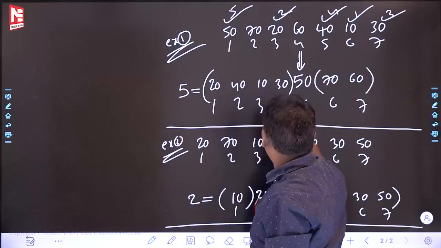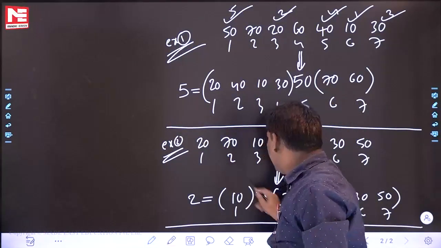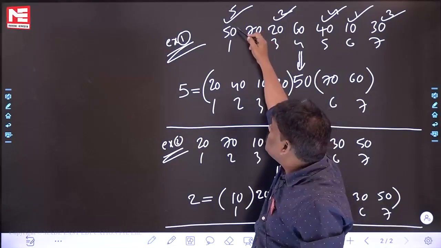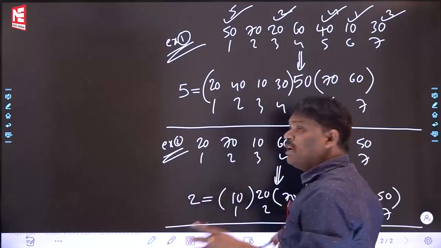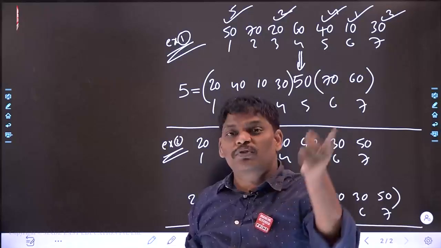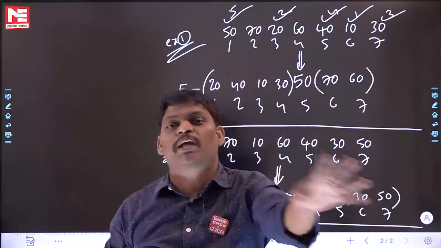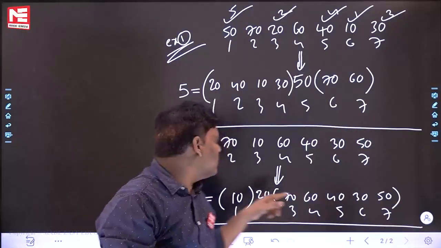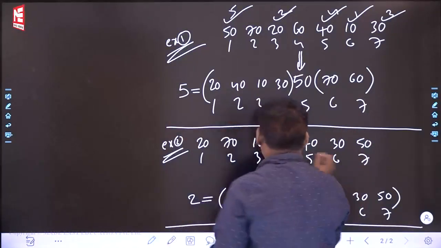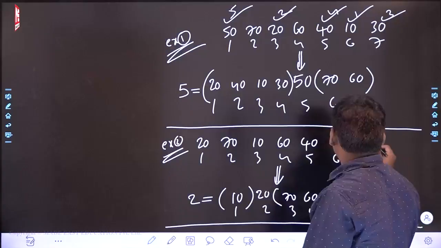First element went to the fifth place. First element went to the second place. So if you take the first element as a pivot, it can go anywhere. But one thing, if you take the fifth smallest element as a pivot, after the partition algorithm, it will go to the fifth place.